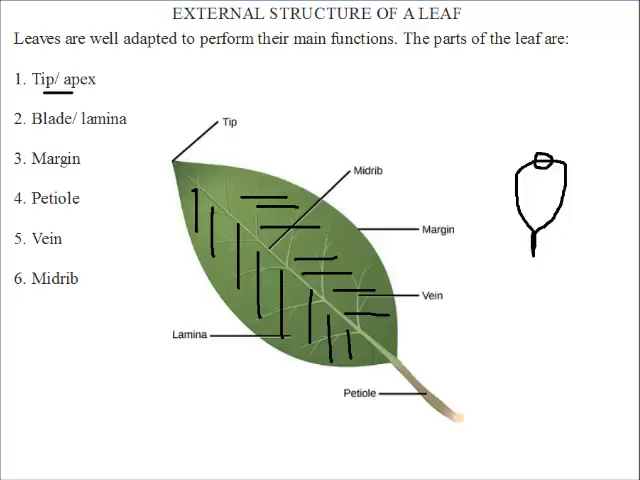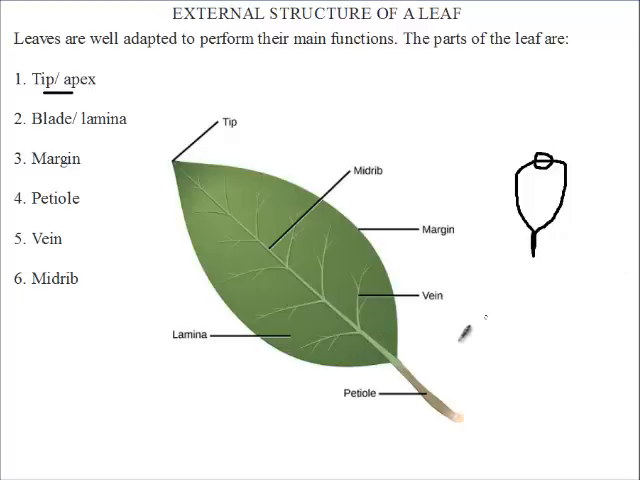Next is the margin. The margin is the outline of the leaf. So over here, this is what we call the margin. Certain leaves have very smooth margins. Others have rough margins, rough outlines. Certain leaves look like this, so their margins are very rough. Others also have very sharp margins. For example, the grasses. If you move your fingers along the margins, you could get a cut.